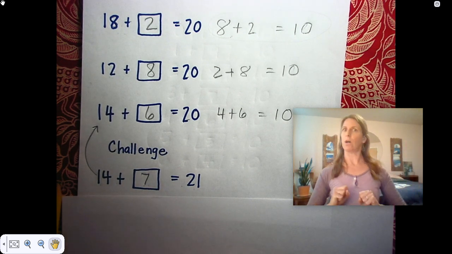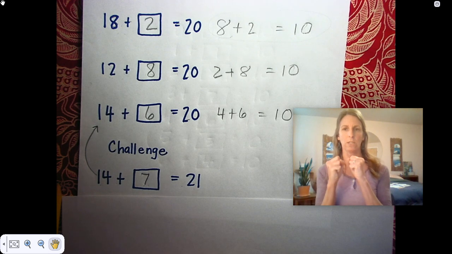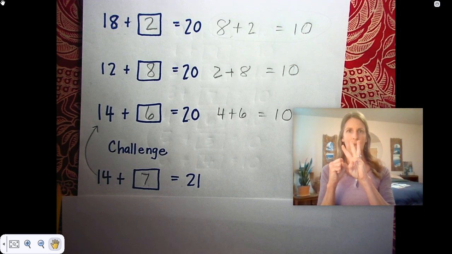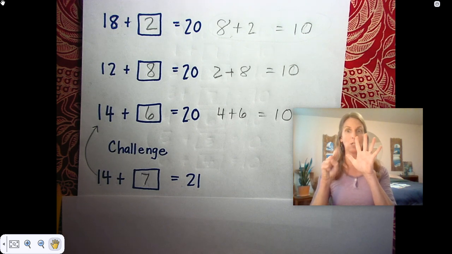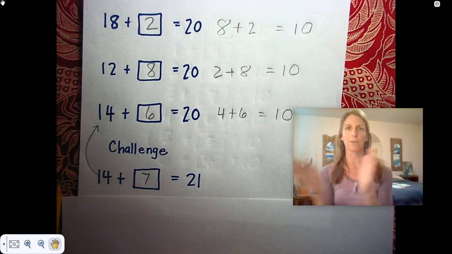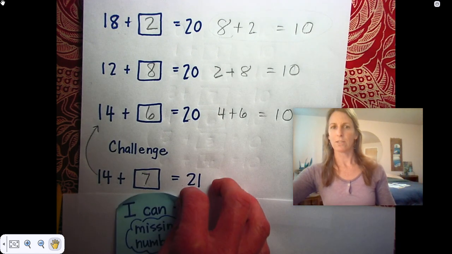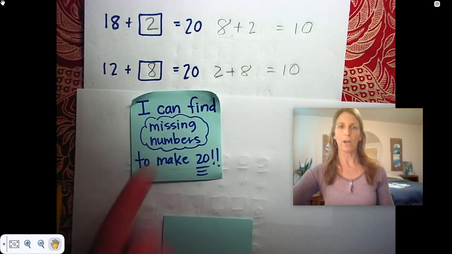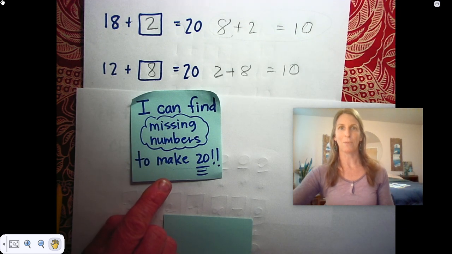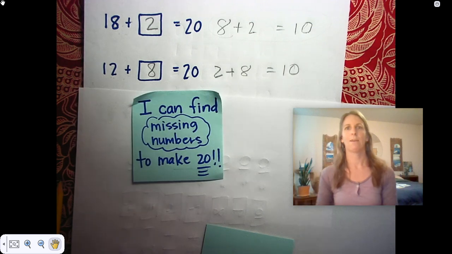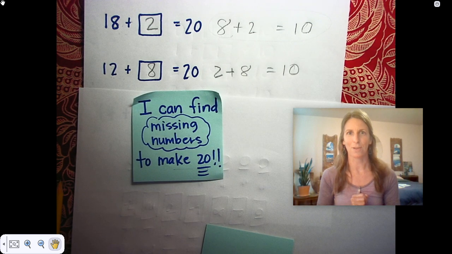And we could count on just to prove it. So start at 14 and count on 15, 16, 17, 18, 19, 20, 21. 7 fingers for the number 7 right there. We did it. Hey, first graders, you just found missing numbers to make 20. You even made 21. That's some first grade math right there.